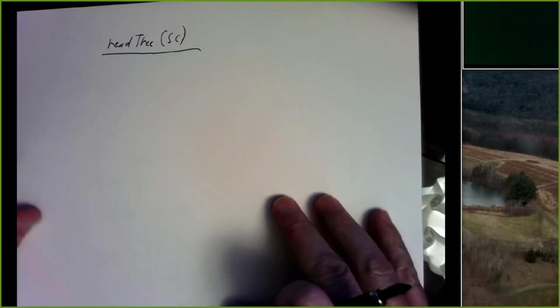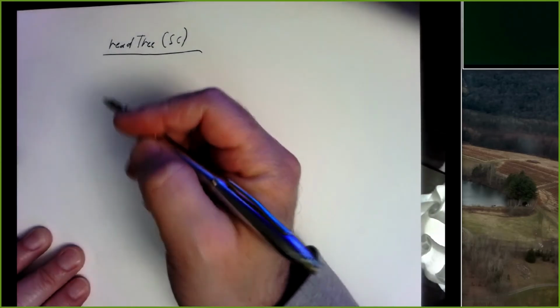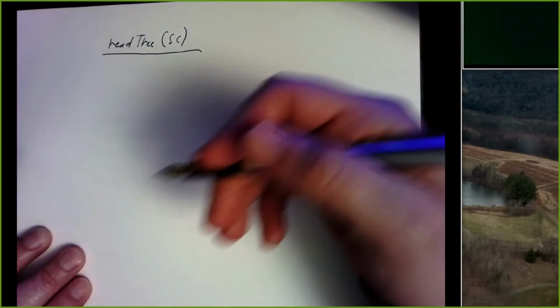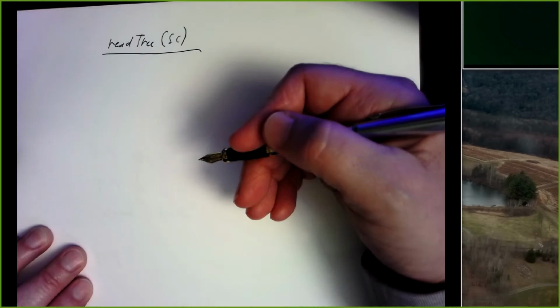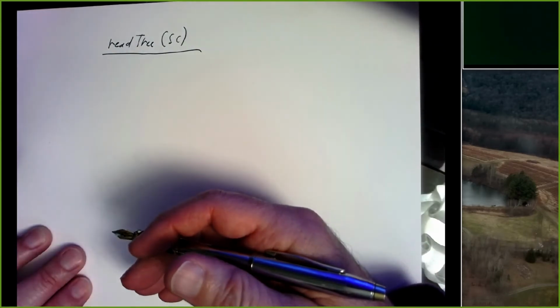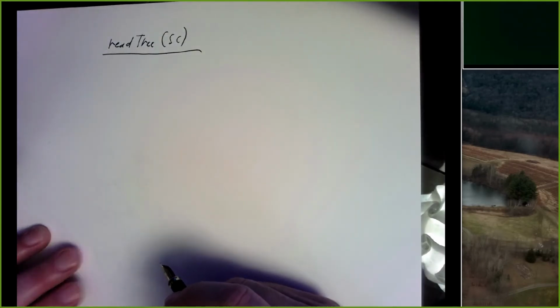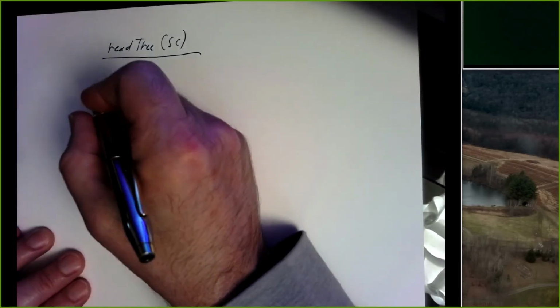All right, so read tree. We're going to open a scanner constructed from the file name 20q.txt, or whatever file you're using. You're going to pass that to your read tree method, and read tree basically does the following.